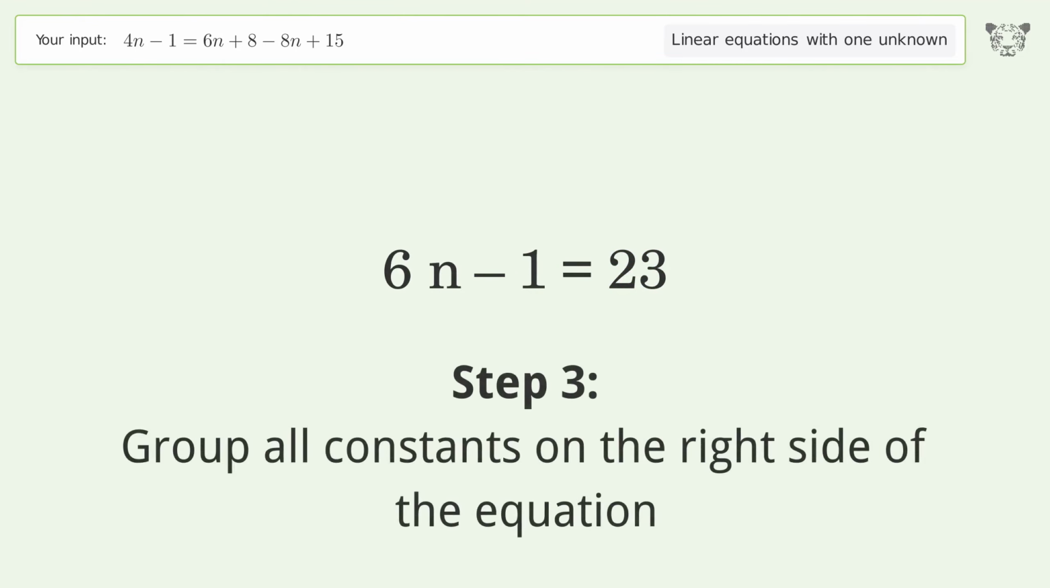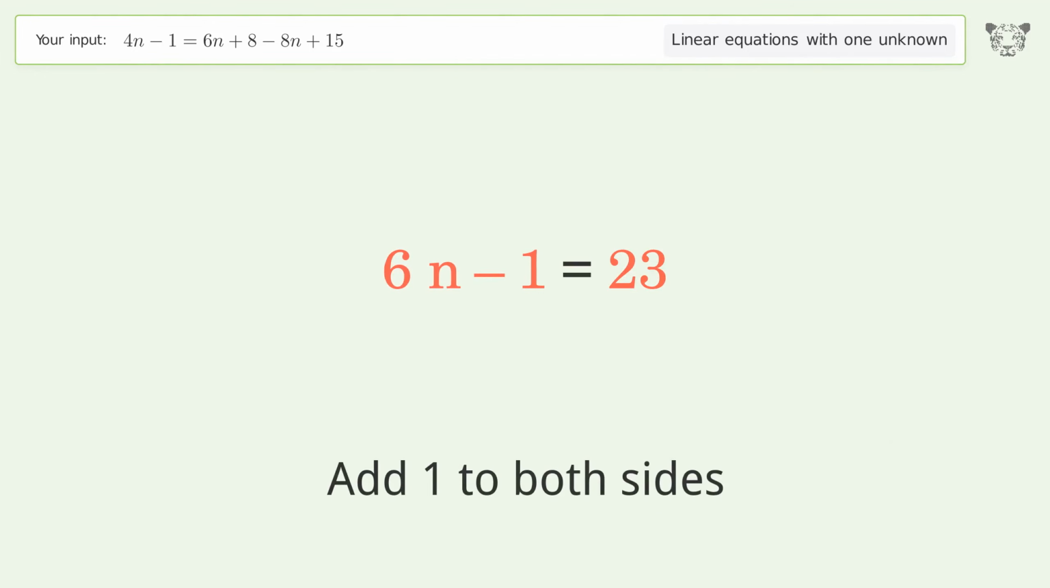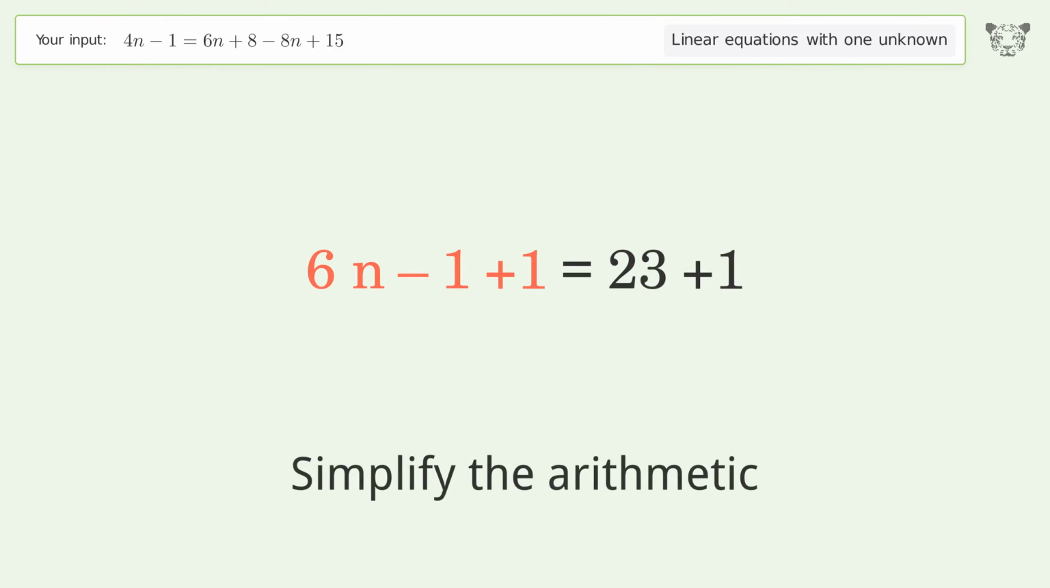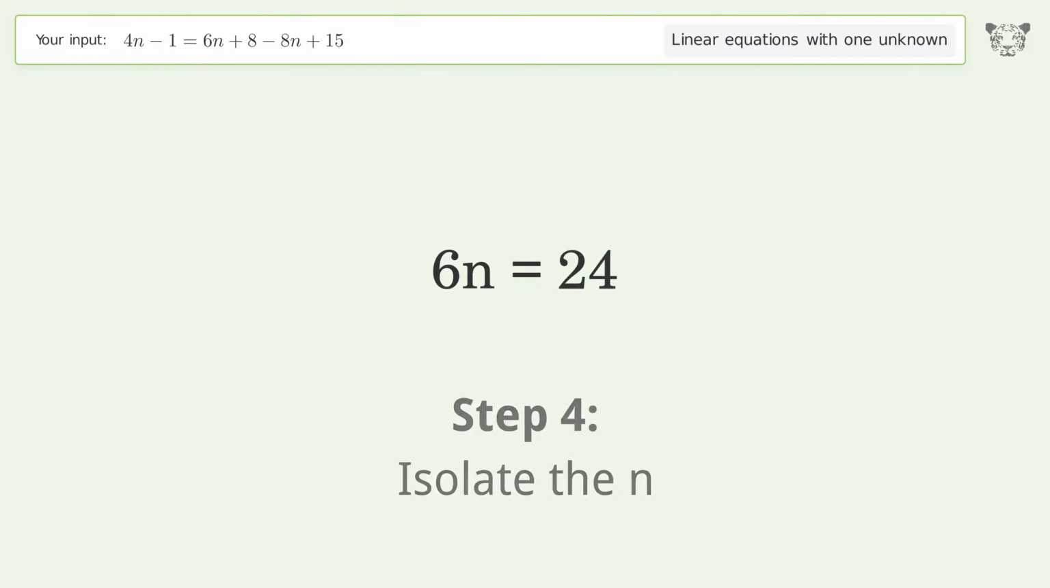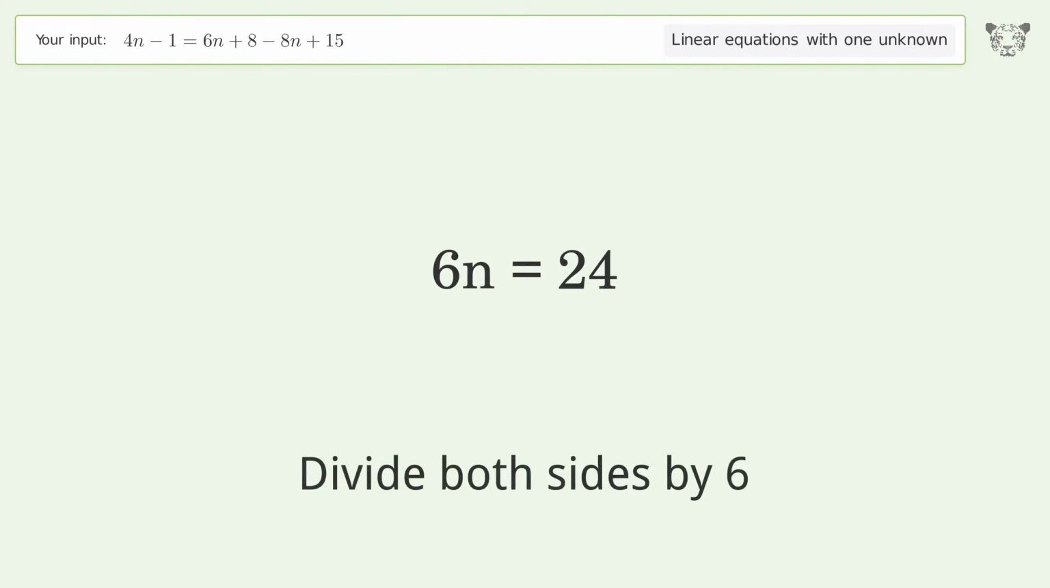Group all constants on the right side of the equation. Add 1 to both sides. Simplify the arithmetic. Isolate the n. Divide both sides by 6.